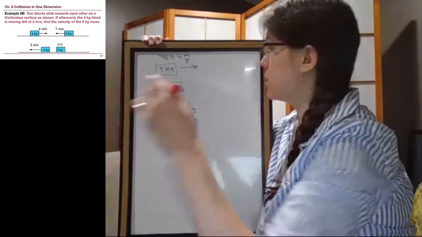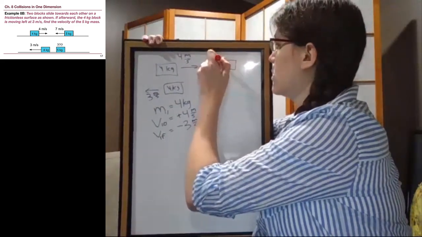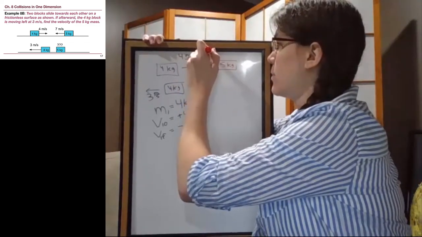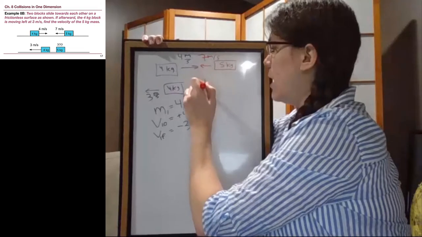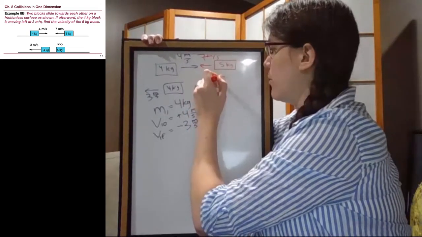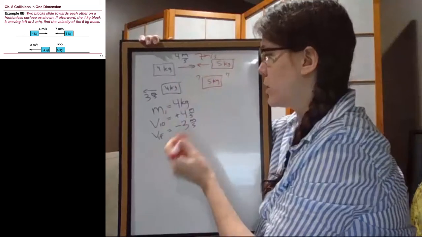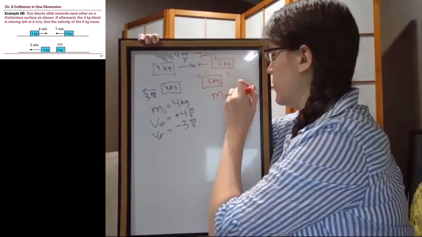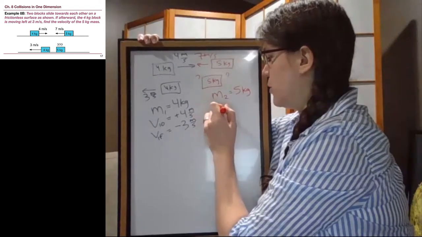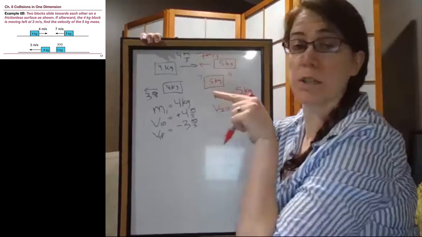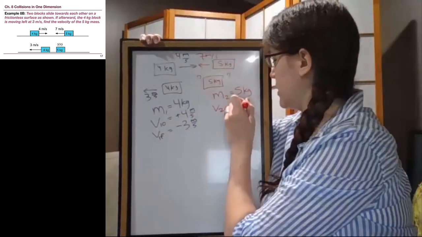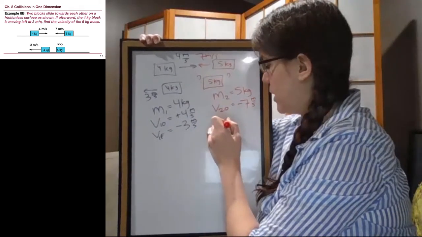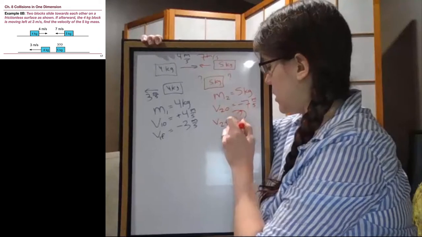For our other object, we have a 5 kilogram block that is moving to the left at 7 meters per second. And after the collision, we don't know what that 5 kilogram block is going to be doing, which way it's going to be moving, or what it's going to be doing in general. So the initial velocity of that 5 kilogram block is to the left, negative 7 meters per second. And the final velocity is unknown. That's our goal.